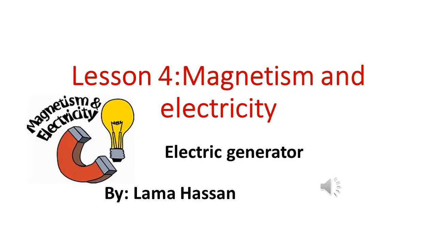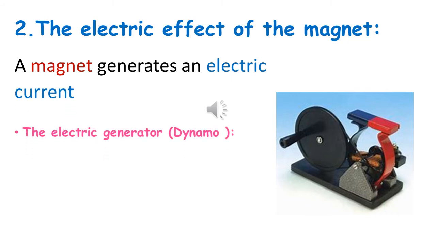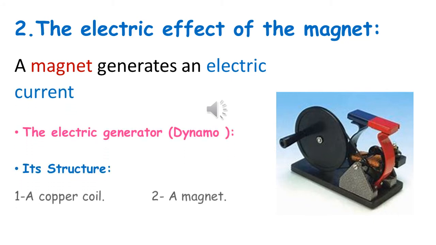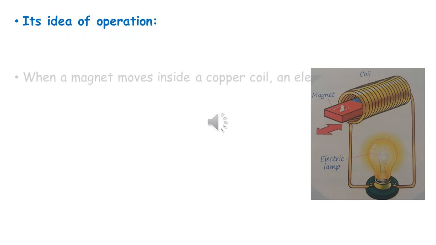Now we will start the second part of our lesson. In this part we will talk about the second relation between magnetism and electricity. The second relation is the electric effect of the magnet. Any magnet can generate an electric current, as in the dynamo. Let's now talk about the structure of the dynamo, or the electric generator. The dynamo consists of a copper coil and a magnet.